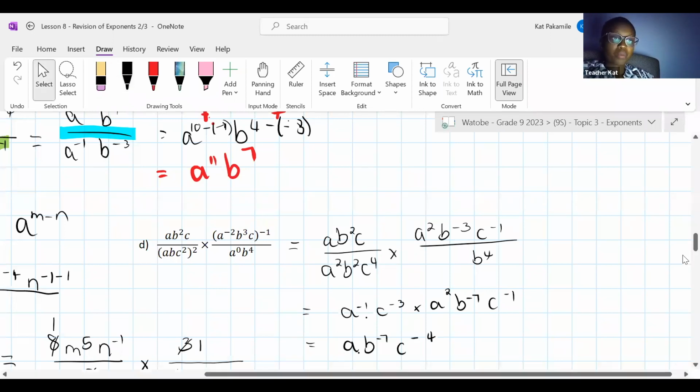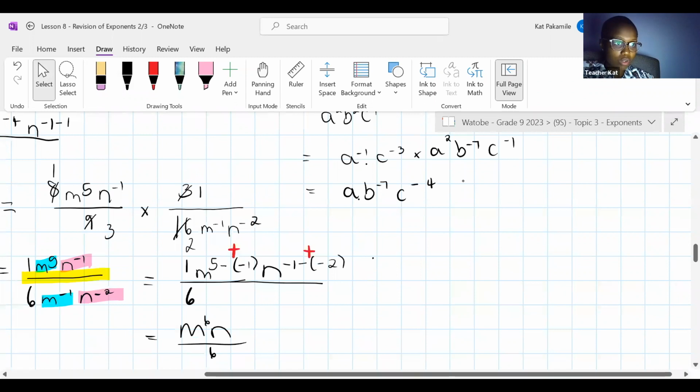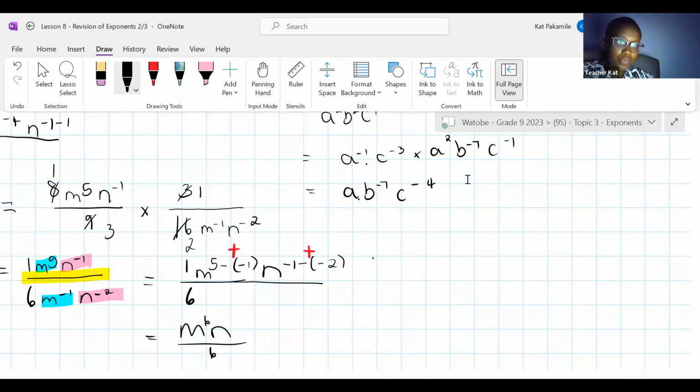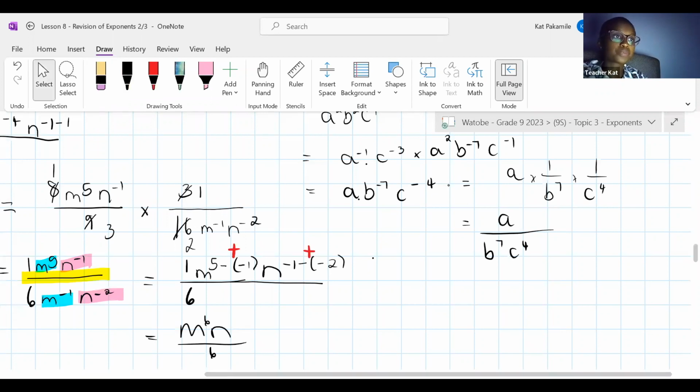Emmanuel, that was brilliant and fast, but let's make our exponents positive. What am I going to do to the B and C to make it positive? So we're going to say A and 1 over B to the 7, and 1 over C to the power of 4. Wonderful. So your final answer will be A over B to the power of 7, C to the power of 4. That was brilliant, Emmanuel.